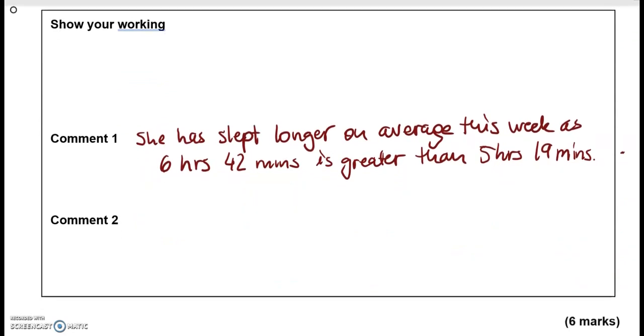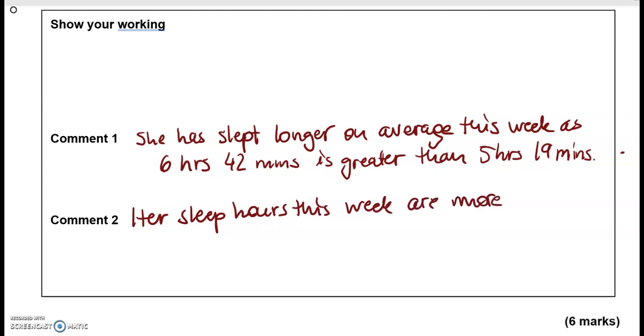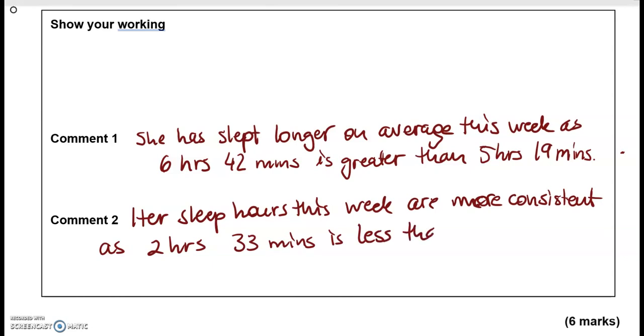And comment 2 about consistency. Her sleep hours this week are more consistent as 2 hours 33 minutes is less than 4 hours 49 minutes, which was the range last week.